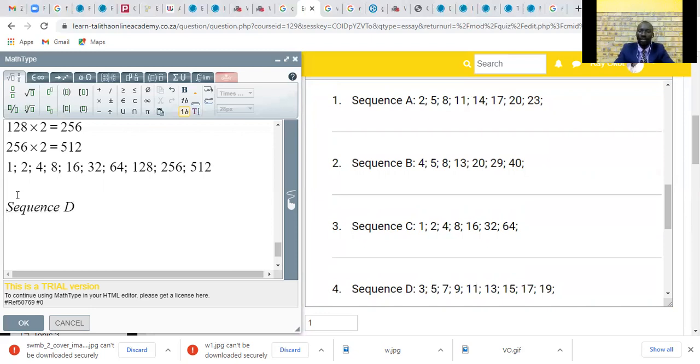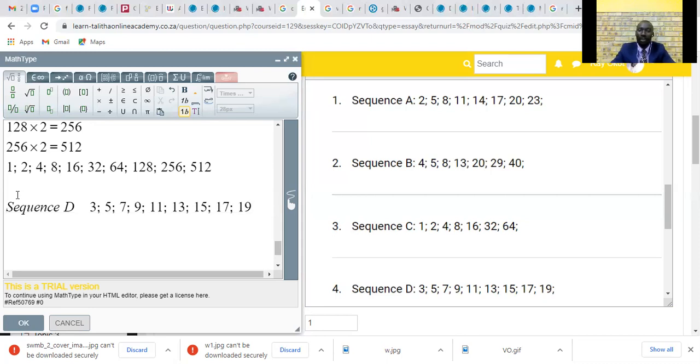a 3, then a 5, then a 7, then a 9, then 11, then a 13, then a 15, then a 17, then a 19. Well, what are we going to do with this?